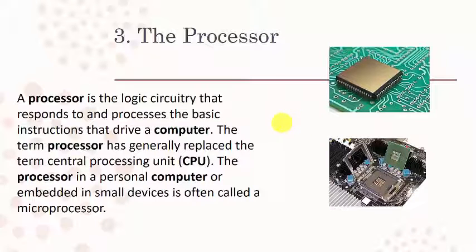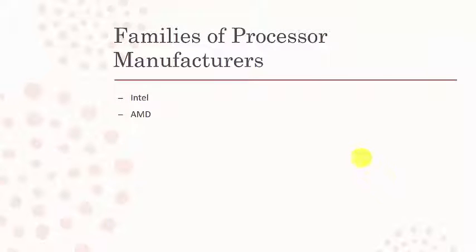So now the third one, 3 out of 4, the processor. That's the heart of the matter. That's what processes your instructions and drives the computer. It was called CPU before, but it's generally now called the processor. This is where it is. It's located right in here, and it's cooled. Earlier we talked about families of computers, Mac and PC, if you recall. Now, we have several families of processor manufacturers. The two that I'm going to be focusing on are Intel and AMD. Intel, you see Intel Inside, and AMD.